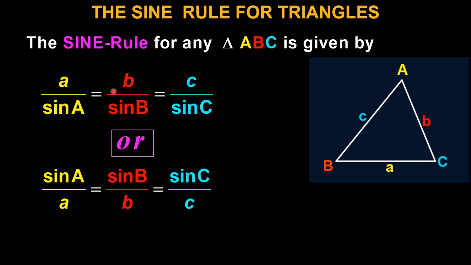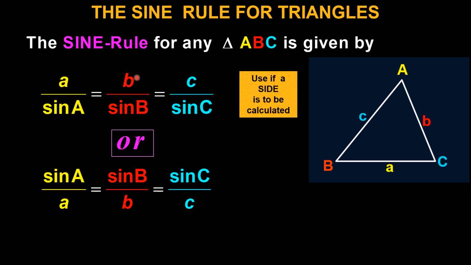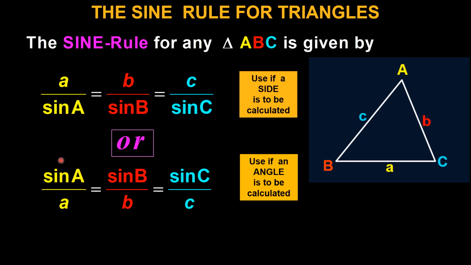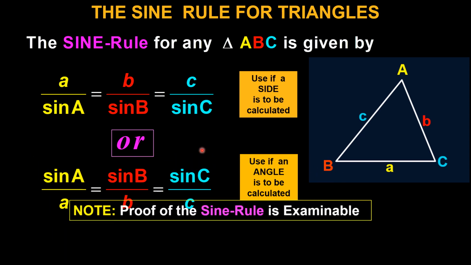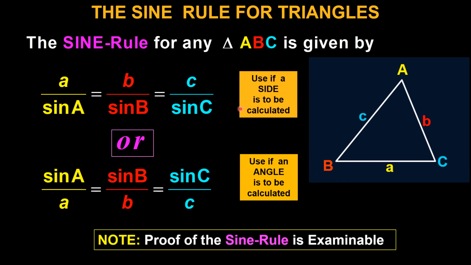Now, in this case here, if I have got the sides in the numerator, this is the version I use if a side needs to be calculated. So if they want the length of a side, preferably use this version of it, because then you've got the sides in the numerator, right? Or if you want to calculate an angle, then you use the version where the angles are in the numerator. That's just a little bit of advice there, but it doesn't matter which one of the two you use, but it's very helpful if you want to find a side. Preferably use that because it's much easier making that side the subject of the formula there.